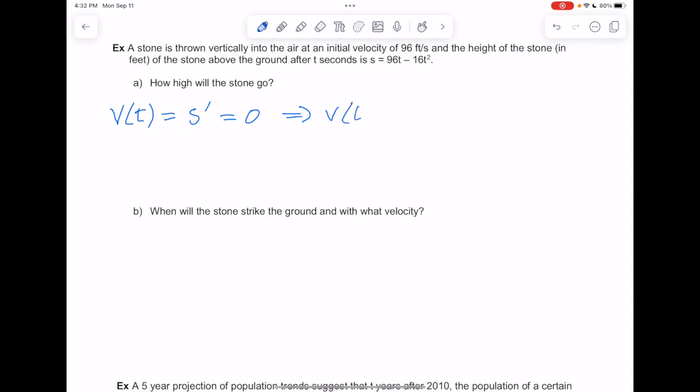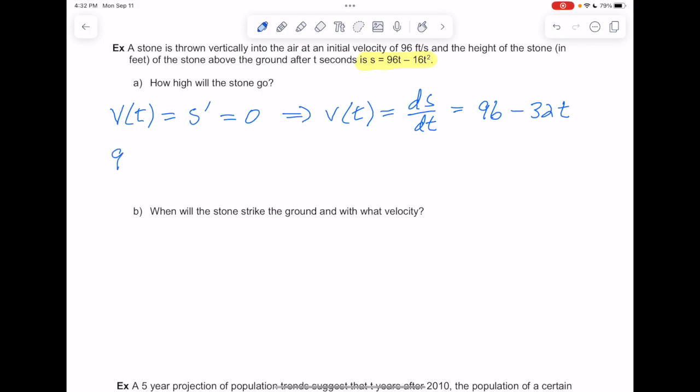So let's find velocity by taking s prime or ds/dt, getting used to some of these different notations. If we take the derivative of that function, which is our s function, the derivative of the 96t is just 96, and the derivative of the minus 16t squared would bring down the 2, which gives us a 32 when we multiply with the 16, and then it becomes t to the first power. So there's our velocity function, and we want to know when that is equal to 0.